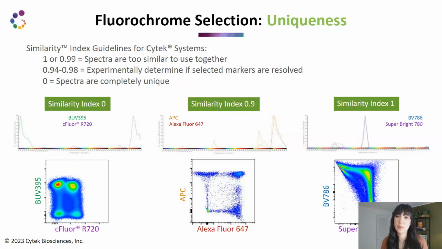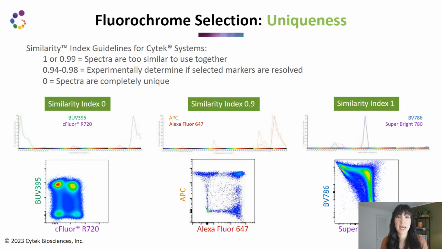Then we have our third example, which is BV786 and Superbright 780. These have a similarity index of 1. And you can see that our data plot below there does not look very nice. We can't resolve our populations. And so we should not be using these fluorochromes together in a panel because we cannot distinguish them.